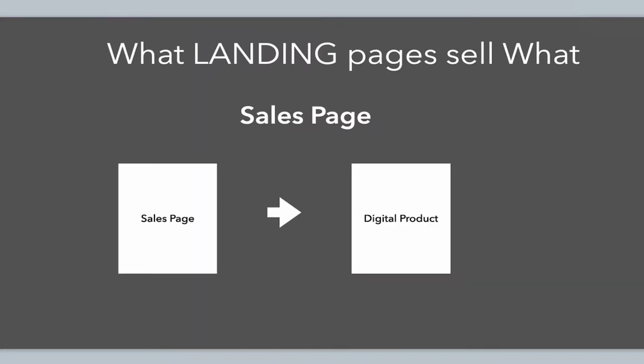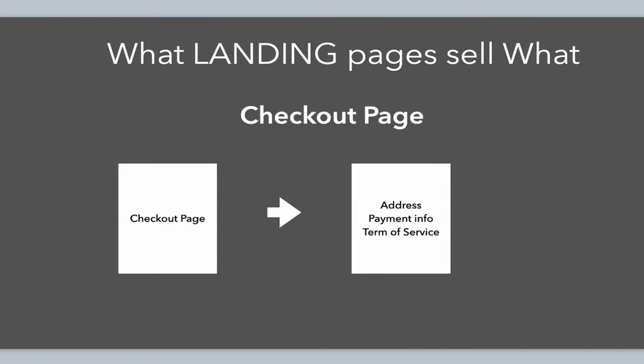So these are very important things. You're going to have a sales page that's going to lead to actually a digital product, talk about that digital product. Then we have a checkout page. All right, so a checkout page is essentially like you'll see address, payment information, terms of service, things like that. You've seen it before if you've been on the internet. It's a checkout page. Pretty simplistic right there.